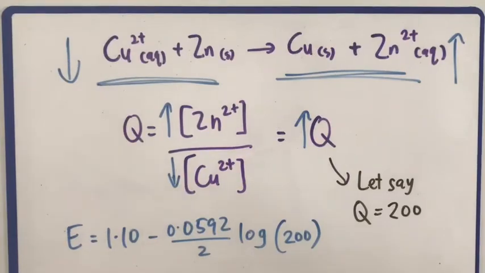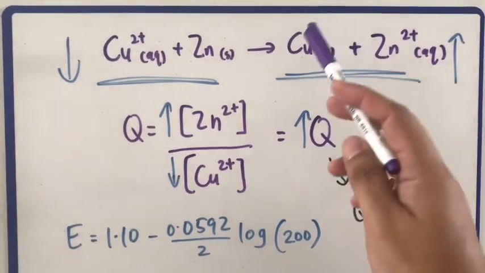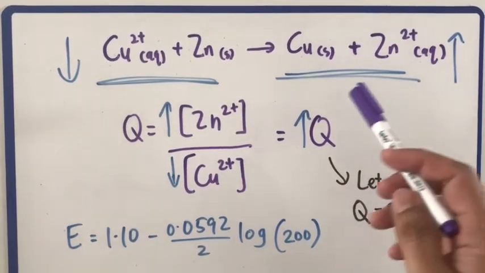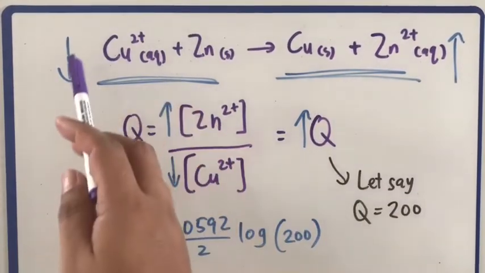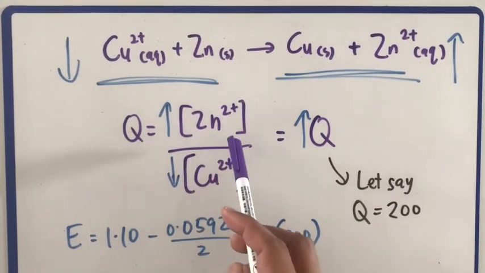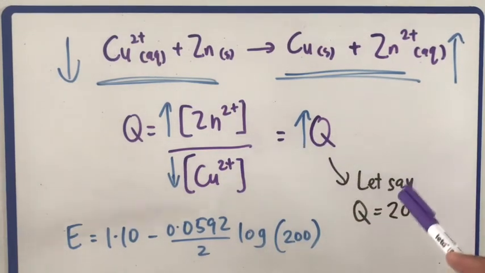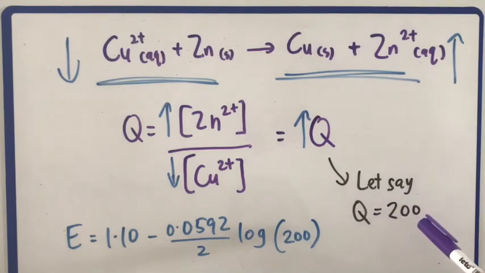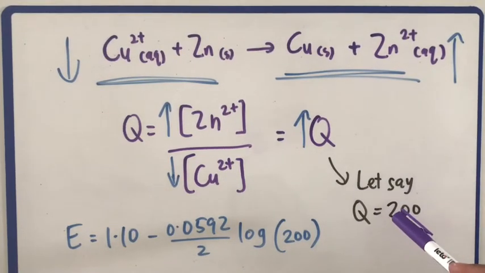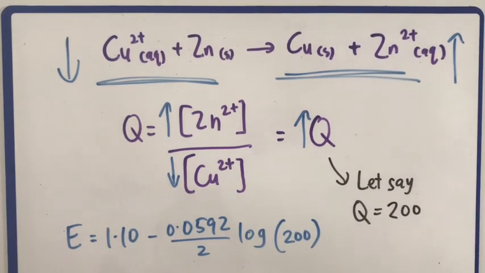Let's see the overall picture here. What happens when we increase the concentration of the products formed and reduce the concentration of the reactants used? The concentration of the product is higher than the concentration of the reactants, so Q is increasing. Let's say the Q value is 200. We just substitute it into the Nernst equation, and you will get an E potential of positive 1.03 volt.